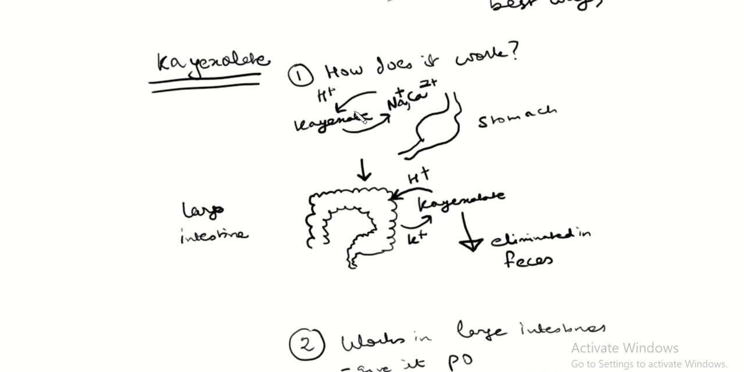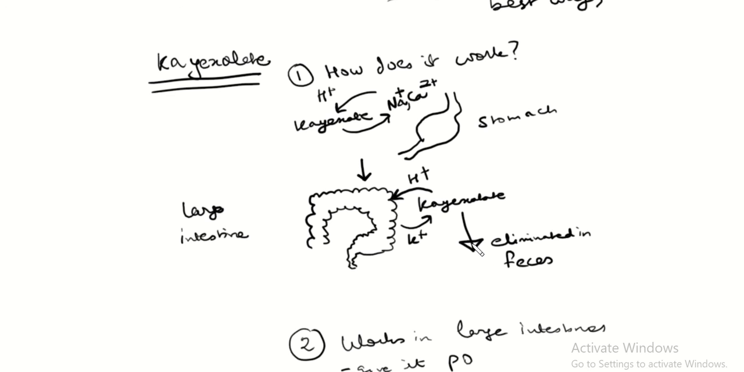So again, you give somebody Kayexalate, it goes in your stomach. It releases sodium and calcium ions that are my cations and takes up the hydrogen ion. It then goes into my large intestine where it gives up the hydrogen ions and takes up the potassium and then gets eliminated in the feces.